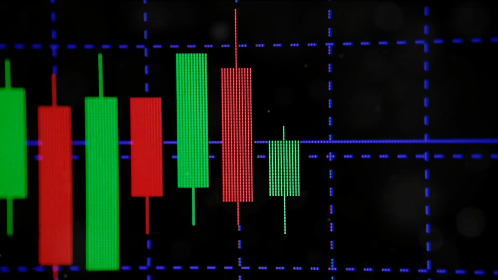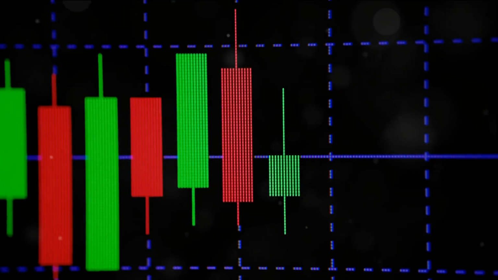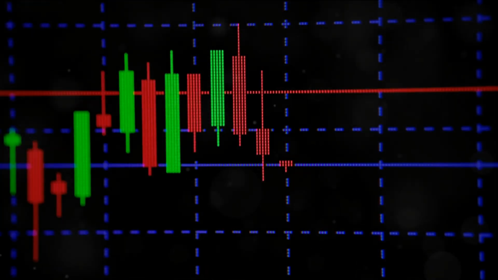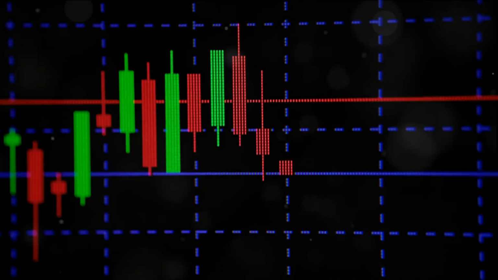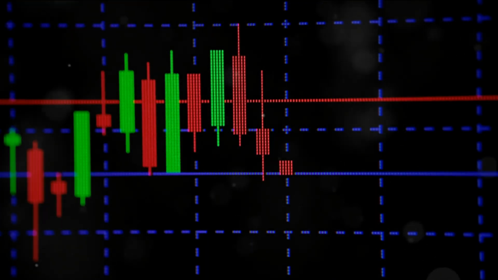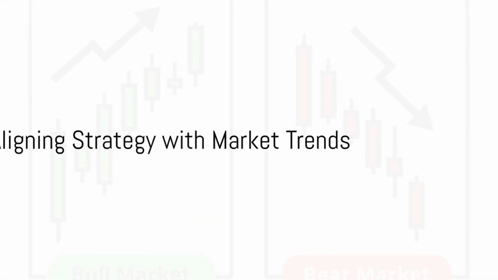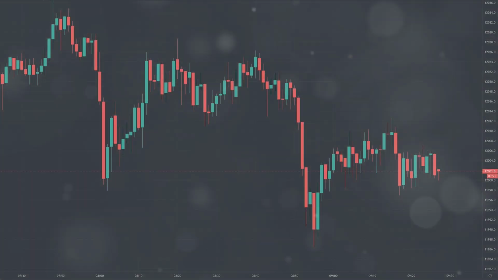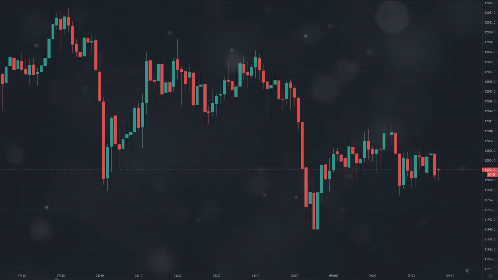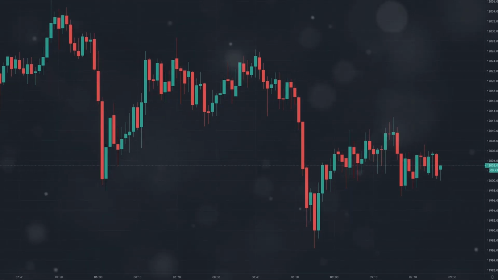Key events such as earnings announcements or economic reports can cause significant price swings. Buying options ahead of these events can be a profitable strategy if you predict the market's reaction correctly. Furthermore, keep an eye on the overall market trends. If the market is bullish, buying call options could prove profitable. Conversely, in a bear market, put options might be the way to go.